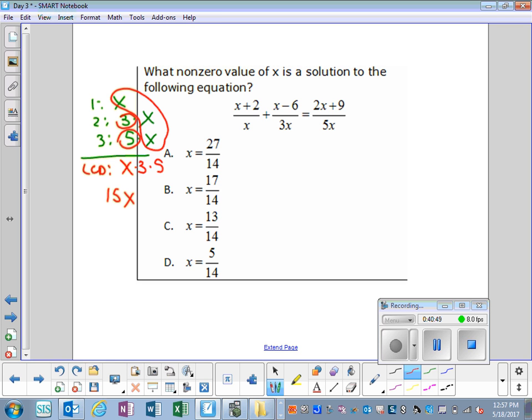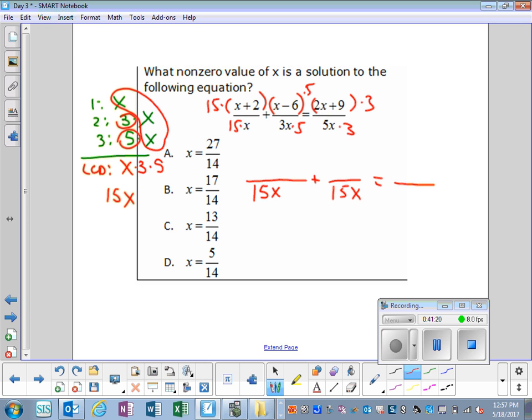So looking at my first denominator, I have x, but I don't have 3 or 5. So I need to multiply numerator by 15 and denominator by 15 to get my LCD. The second denominator is missing only 5. So times 5 times 5. And the last one is missing factor 3. So times 3 times 3. Now all of these denominators are the same, 15x.